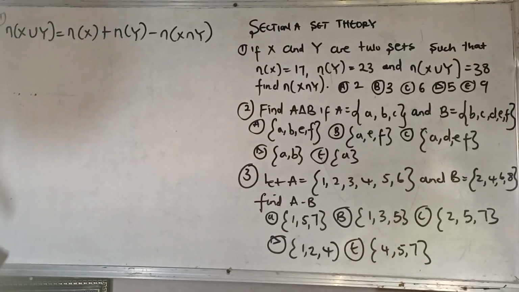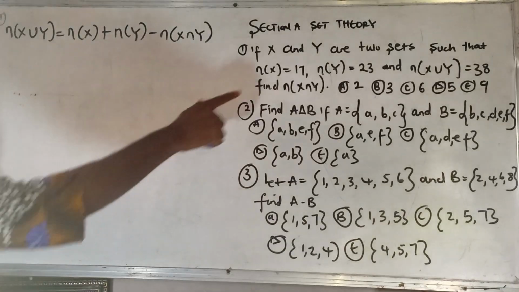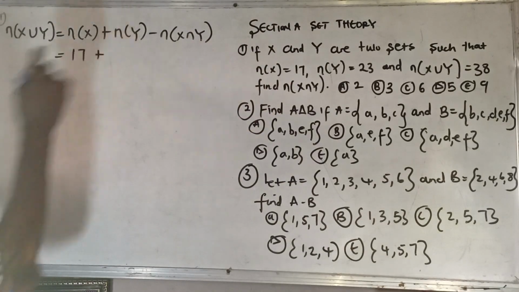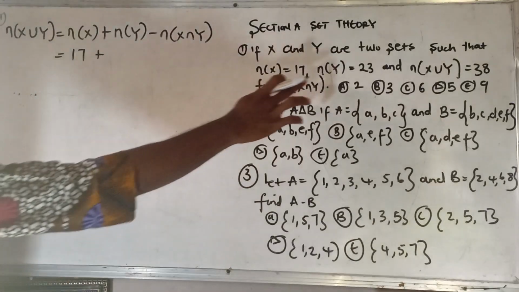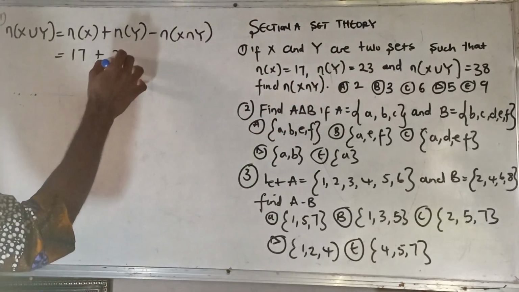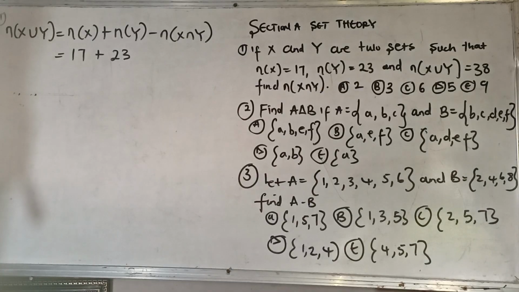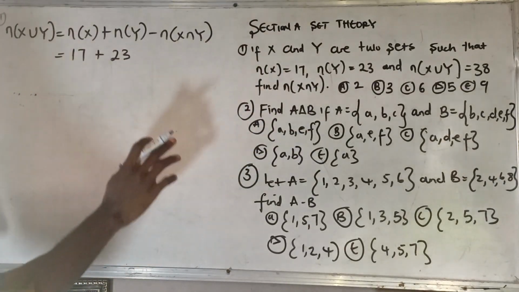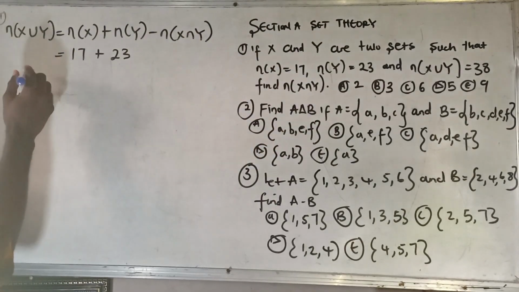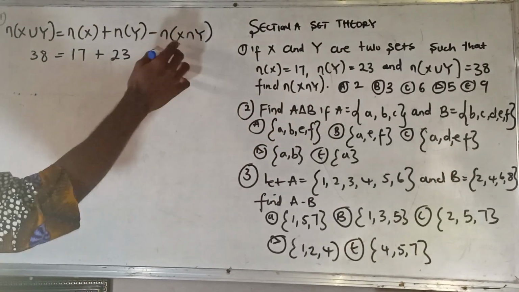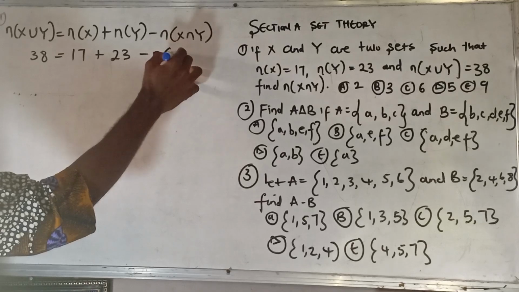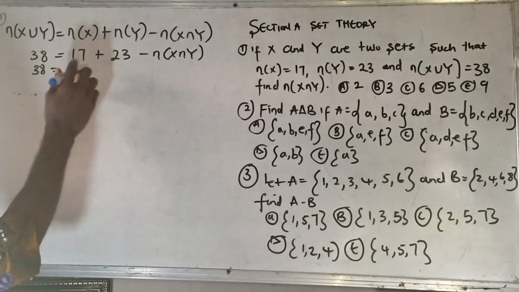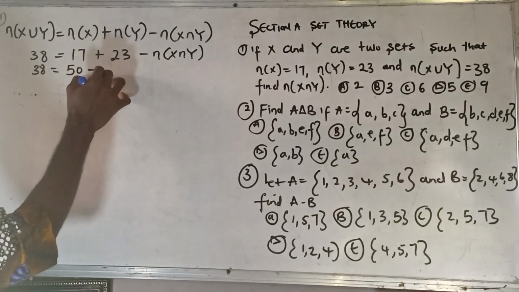Now let's check the question. Given that n(X) is equal to 17, so this is my 17 plus my number of Y, which is equal to 23, minus the intersection, which is not given. The union of X and Y is given to be 38 from the equation. This one is not given, so it's very simple. That is 38 is equal to 17 plus 23 minus this.